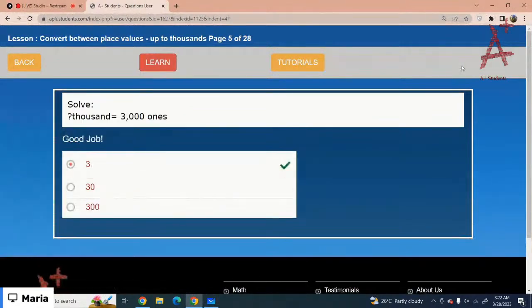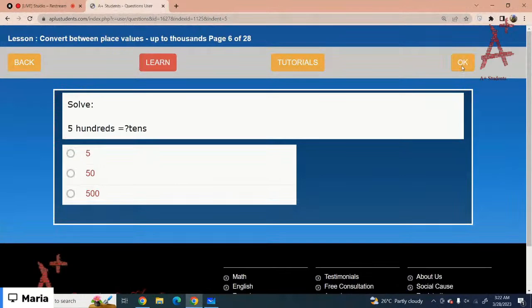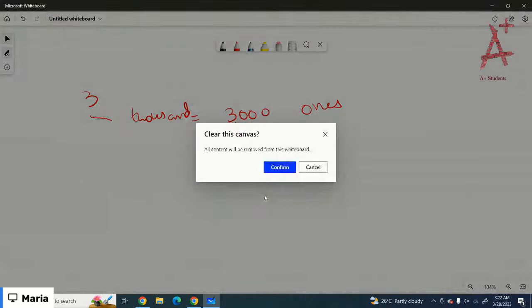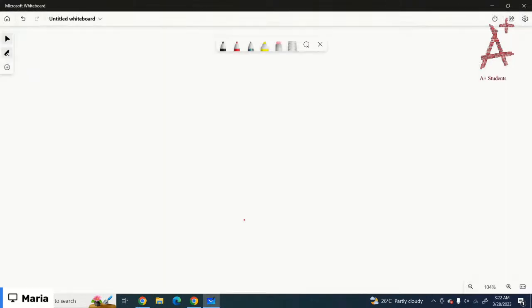If you know how to read these numbers, then you must know the place values. 500. 500 has how many tens? In 100, how many tens do we have? How many tens do we have in 100? Who is going to answer? I have written it 2, 3 times on the board up till now. How many tens do we have in 100?